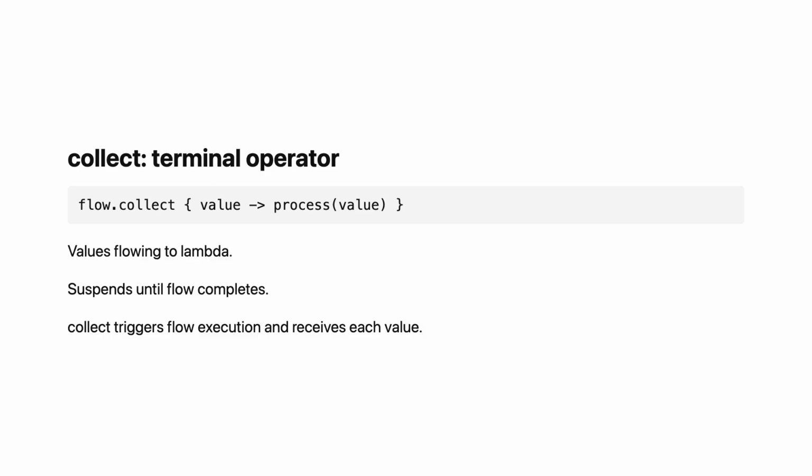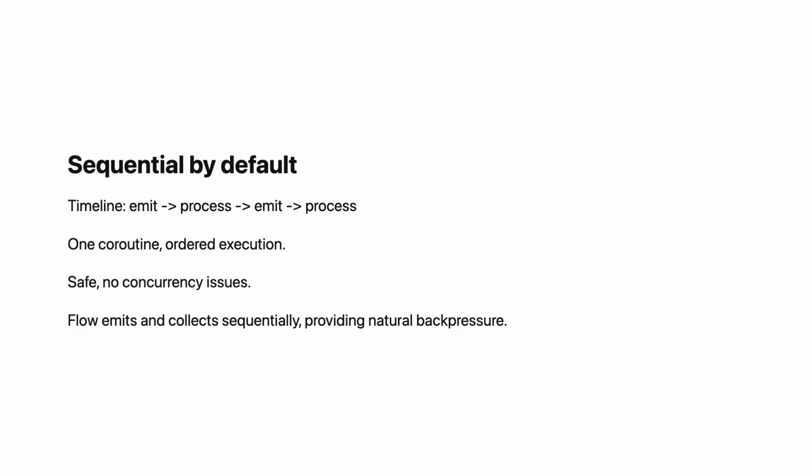collect is a suspend function. It suspends until the flow completes. collect is a terminal operator. It ends the flow pipeline and triggers execution. Each collect is independent. Collect twice, the flow runs twice. Cold behavior. The collector receives values in order. First emission arrives first. Sequential.